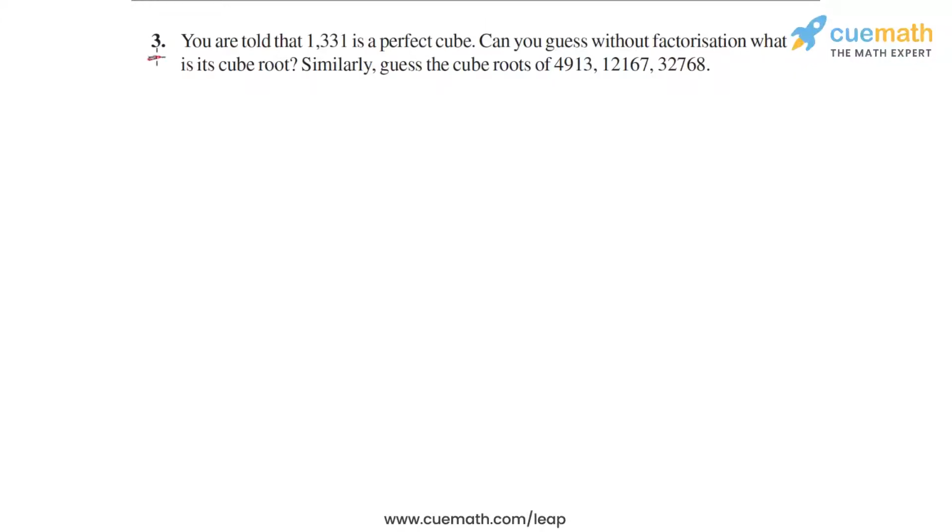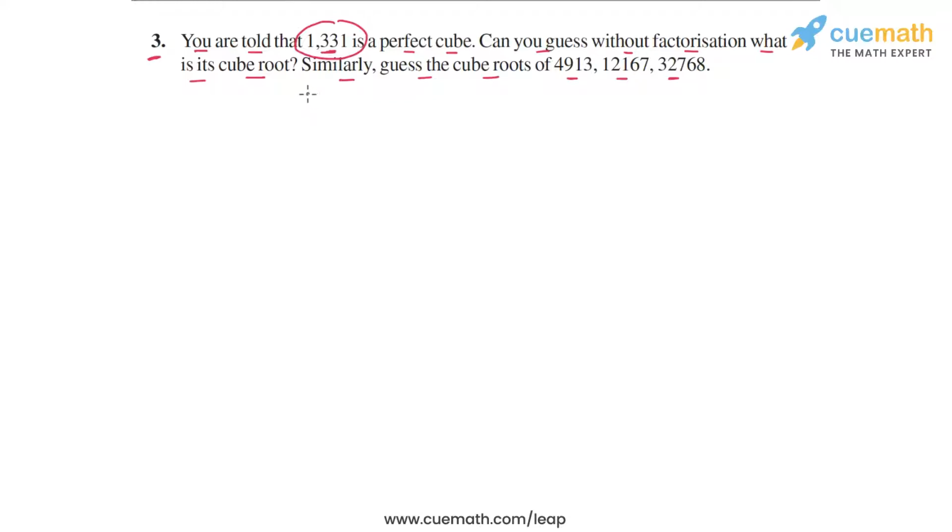In question 3, the problem statement says you are told that 1331 is a perfect cube. Can you guess without factorization what is its cube root? Similarly, guess the cube roots of 4913, 12167 and 32768. So without factorization, we have to calculate the cube root of these 4 numbers, given that they are all perfect cubes.